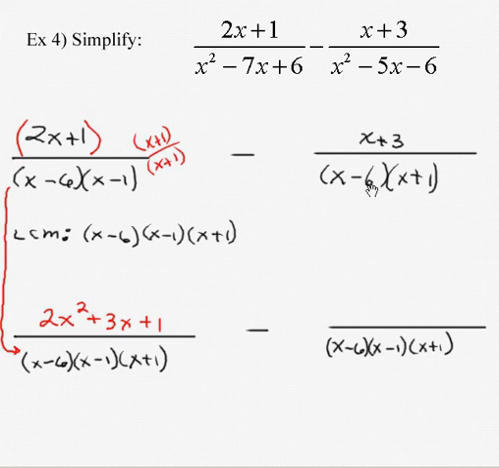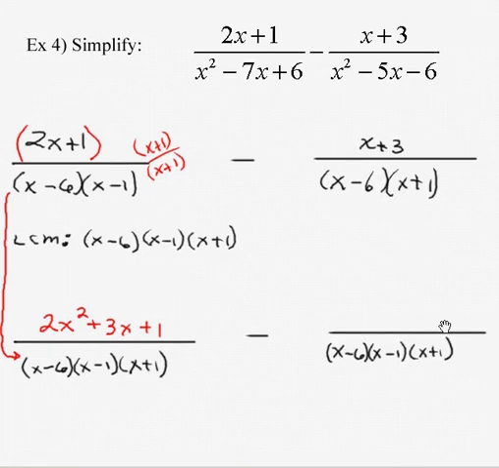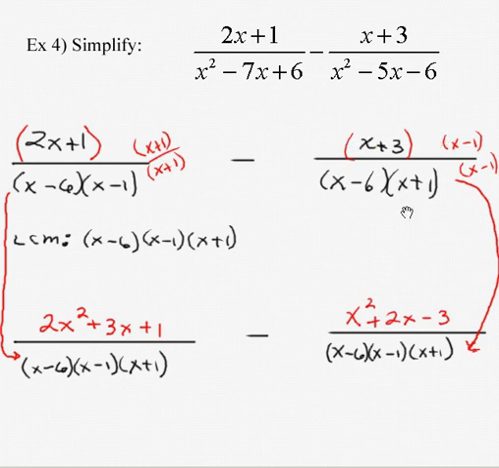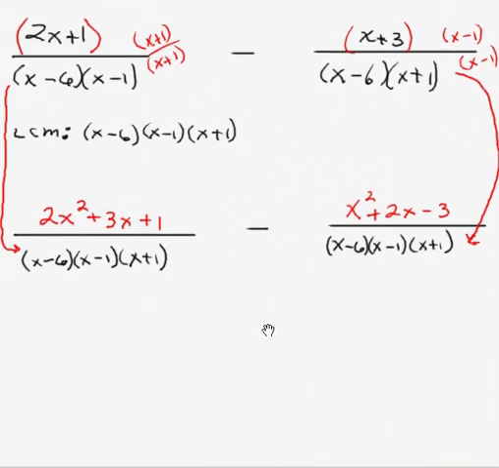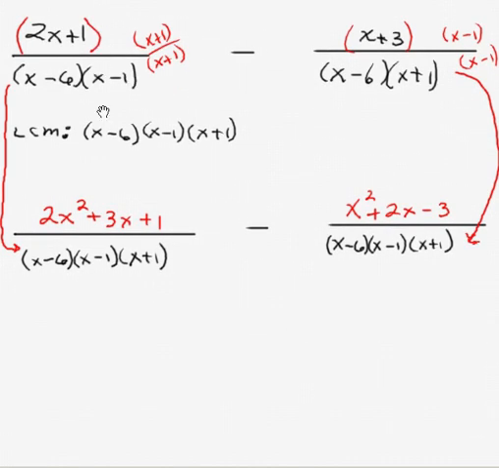And then we're going to do the same, find the equivalent here. We have the x minus 6, we have the x plus 1. What's missing is the x minus 1 factor. And let's FOIL that out now. X times x is x squared. Outside is negative 1x, inside is positive 3x, that's positive 2x, and last is negative 3. So we've converted our fractions from their previous form to an equivalent form where they have the common denominator.